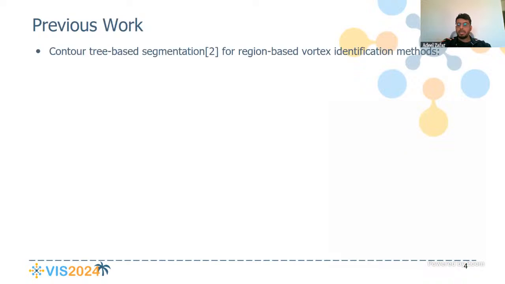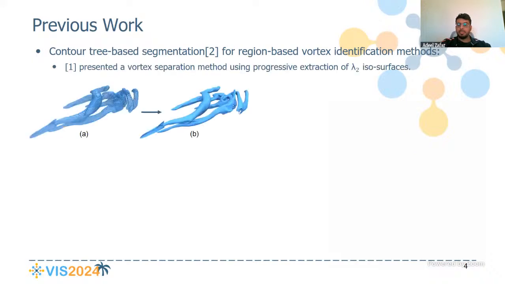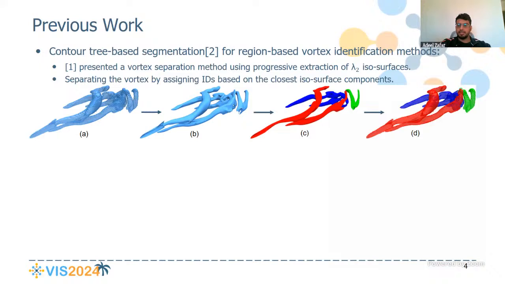In the related work, I would like to emphasize one work that closely resembles my work. In that paper, the author separated individual vortices using progressive extraction of lambda2 isosurfaces. Then, based on the extracted isosurfaces, they assign IDs to the region cells depending on how close they are to a certain isosurface component. This ends up in the separation of vortices.